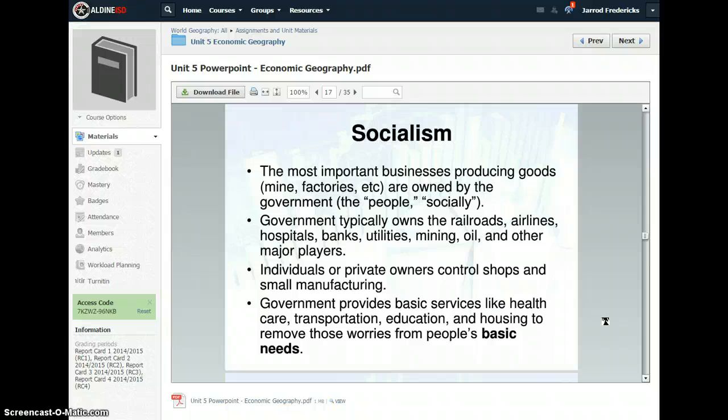The government may also own the railroads, airlines, hospitals, banks, utility companies like water and power, mining, oil production, and other major players, the necessities of the people. However, socialism allows for individuals or private owners to control their shops and small manufacturing. So the things you need will come from a government business. The things you want will come from individuals who could be capitalists and make a profit. The government will also provide basic services like healthcare, transportation, education, and housing to remove those worries from people's basic needs.